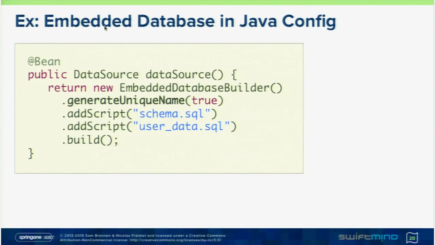Another thing with the Java config variant, there's some other options there, some other plugin points, extension points that you can use with the embedded database builder that aren't used by default, but you can basically change how the connection is set up and stuff like that. Connection URL.